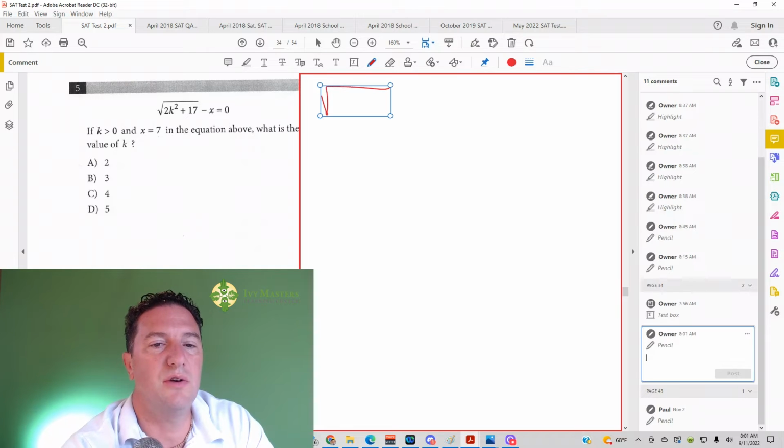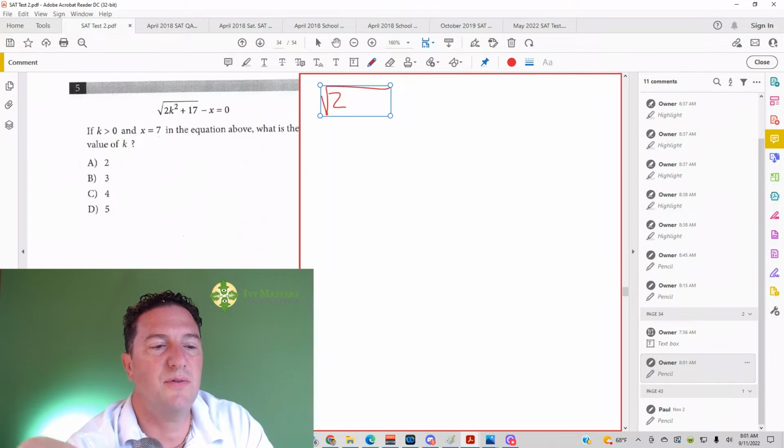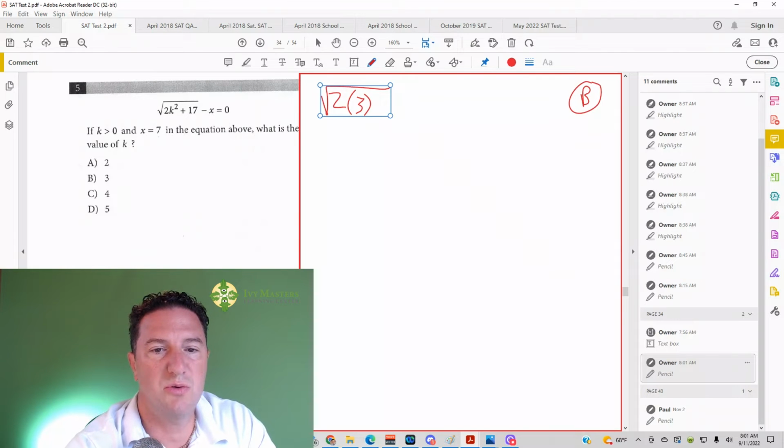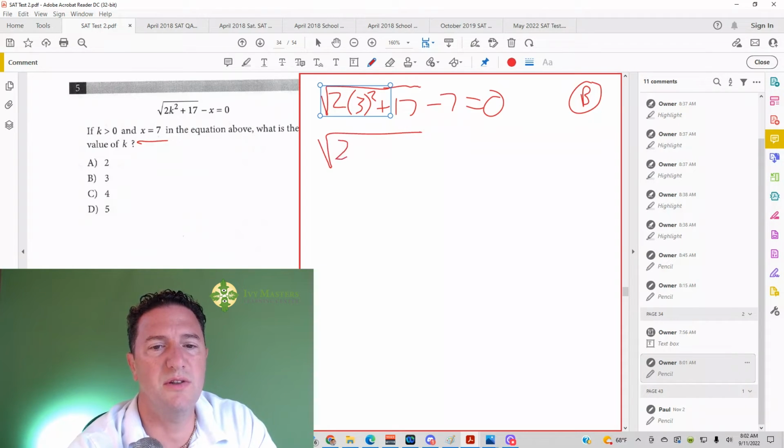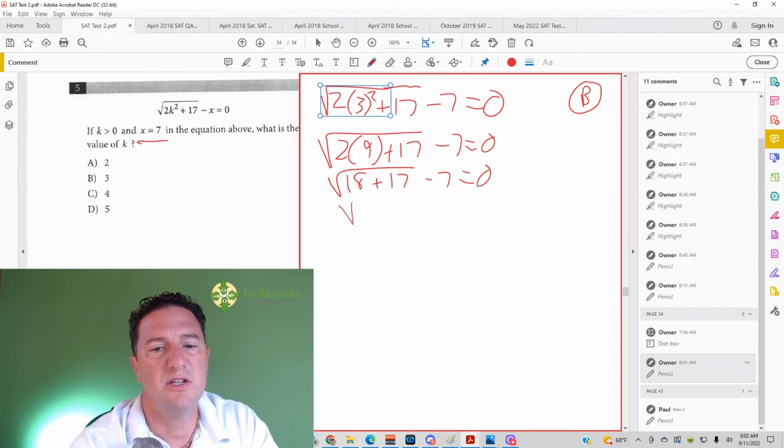We've got the square root of 2, and it's asking for k, and like we said, we're going to check answer choice B, so we're putting 3 in place. I'm going to put a B over here so you keep track of which answer choice we're checking. Squared plus 17. Extend that root a little bit. And then minus, it tells you here that your x is 7. Minus 7 equals 0. Square root of 2 times 9 plus 17 minus 7 equals 0. Square root of 18 plus 17 minus 7 equals 0. Square root of 35 minus 7 equals 0.